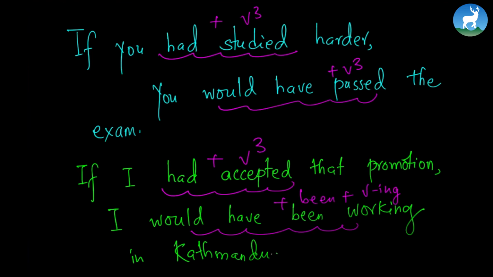So the first one is called perfect conditional, PC, and the second one is called perfect continuous conditional, PCC. So once again, the first one is called perfect conditional, and the second one is called perfect continuous conditional. So had plus V3 in the if clause, followed by would have plus V3 in the main clause, or sometimes would have plus been plus V4 or VING in the main clause, right?